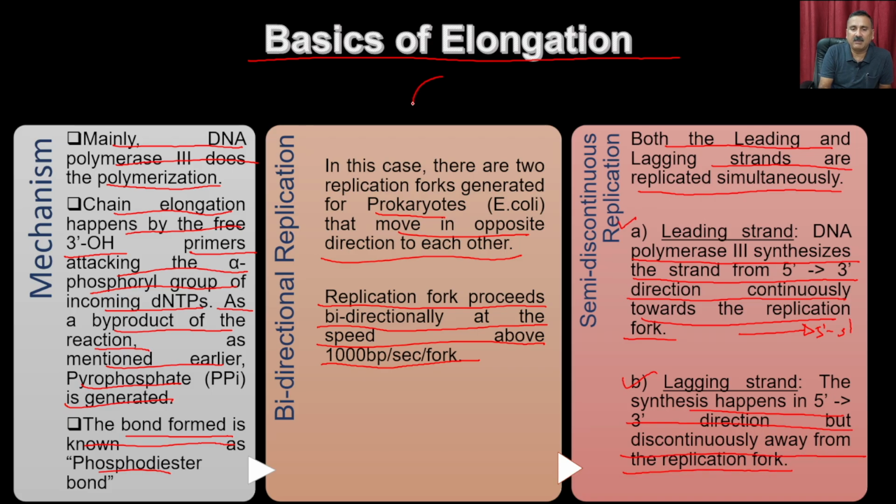So, if you have a bubble, and if the replication machinery is going in this direction, then this is going to be the leading strand and this is going to be the lagging strand, because it will wait for this region to be available to get open, and only then it is going to do the synthesis in the reverse direction. And that is why this is called the lagging strand and this is called the leading strand.